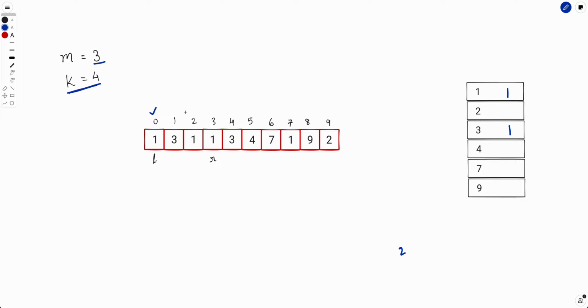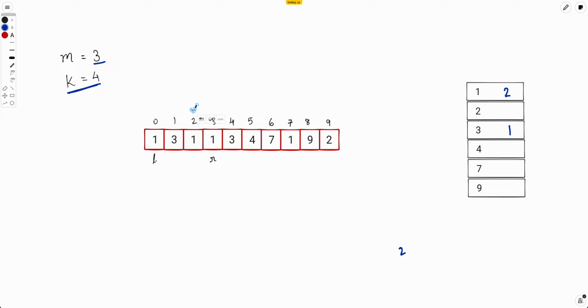Now you got to index 2, which has the value 1. You see you already had the frequency of 1 here. It means 1 was already there. So with this new addition of an element, the number of unique elements doesn't increase, right?